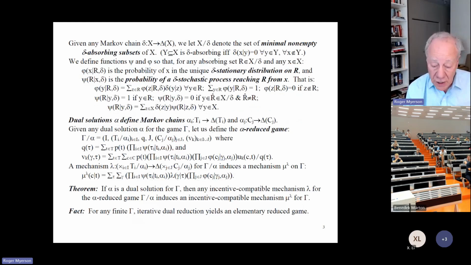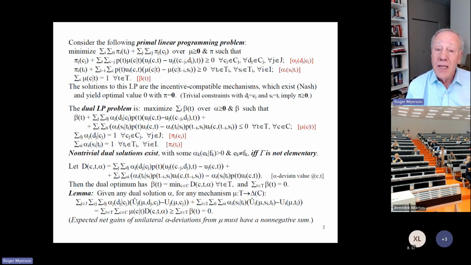Now let's start doing dual reduction and use it. So I need to develop a little general notation. I just need to remind you of some basic ideas about Markov chains that you understand. What we've observed already is that the dual variables associated with our incentive constraints, the alpha J's for receiver J, look like a Markov chain on the actions of receiver J. The dual variables of the incentive constraints for the sender I look like a Markov chain on the typesets of player I.